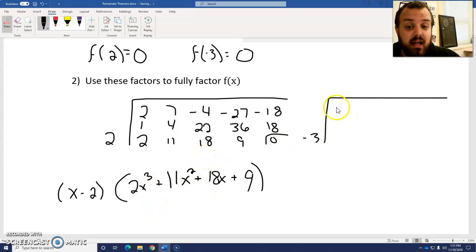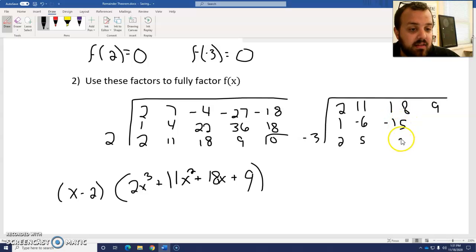So I'm going to say, all right, I got 2, 11, 18, and 9. So we bring down the 2. 2 times negative 3 is negative 6. Add those together, I get 5. Multiply, I get negative 15. I get 3. Negative 9. 0. Once again, I got a remainder of 0, exactly what I wanted. And the answer to this was 2x squared, 5x, and 3.